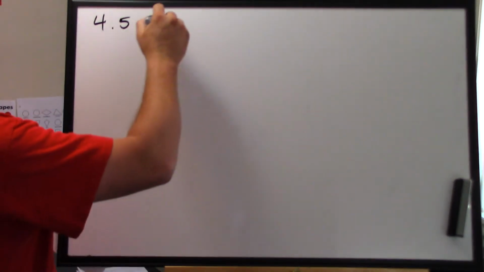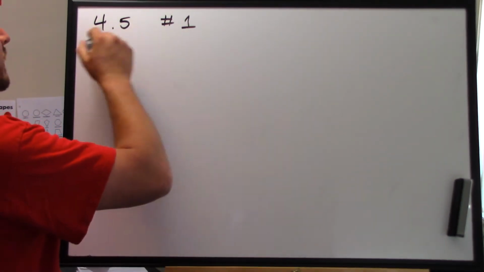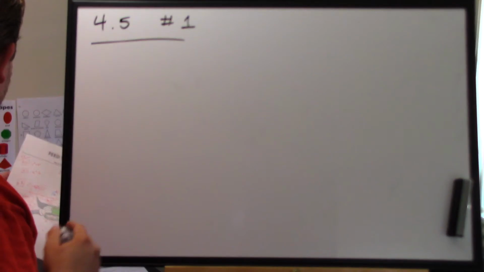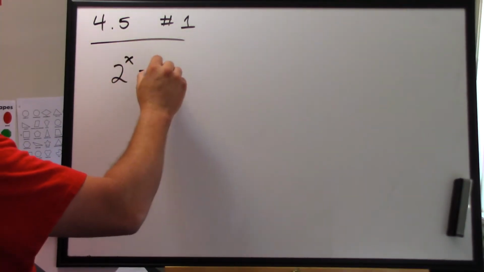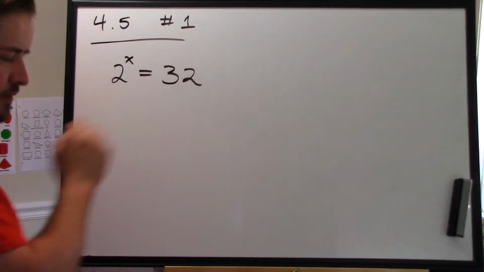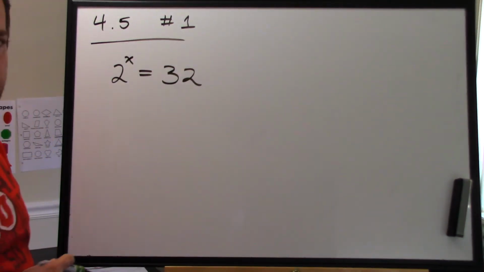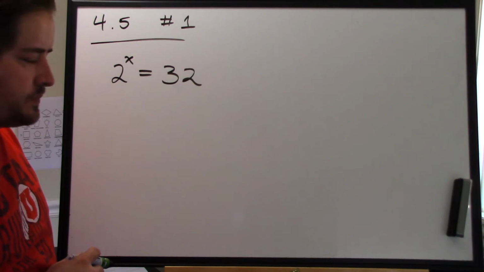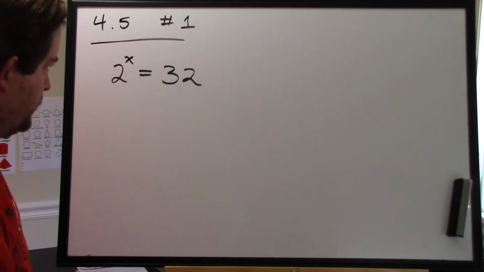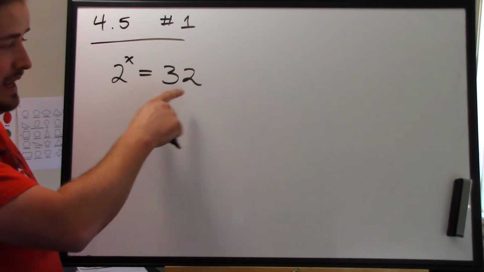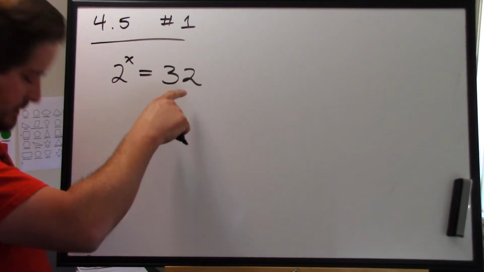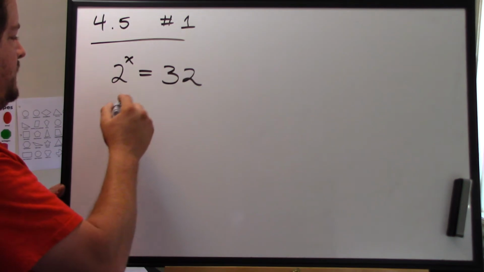Let's look at number 1. Number 1 says solve for x. And we have this equation, 2 to the x equals 32. Okay? So if I want to solve for x, I can rewrite both of these in the same base. And I can do that because 32 is 2 to the 5th.